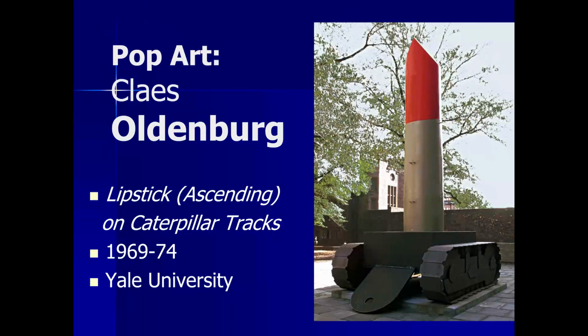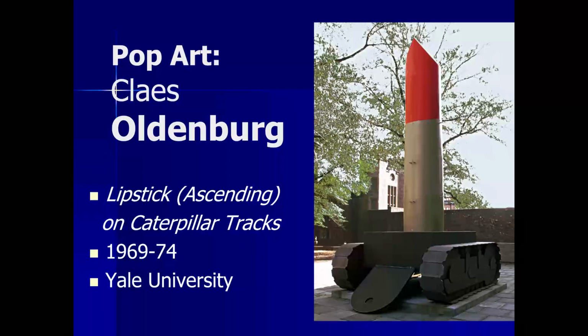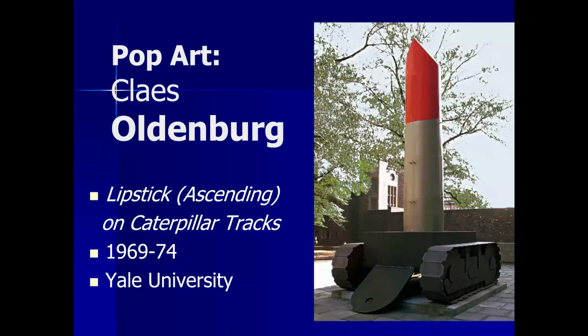At that point, he was doing all these soft sculptures of things that normally were hard, like a typewriter, and creating them into some kind of stuffed, sagging image. Okay, this is the Yale lipstick. It's known as Lipstick Ascending on Caterpillar Tracks, which is pretty descriptive.